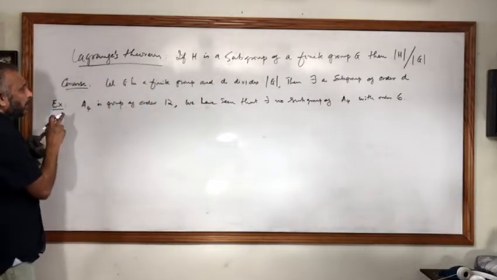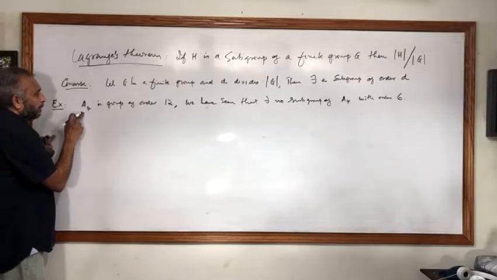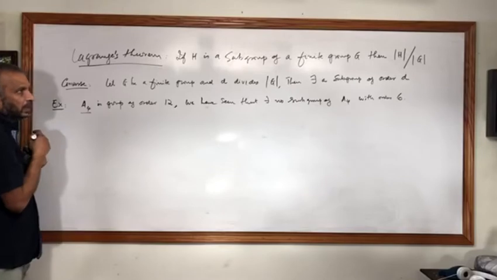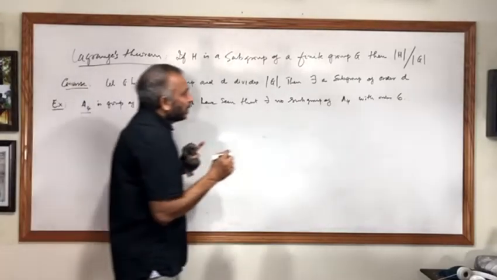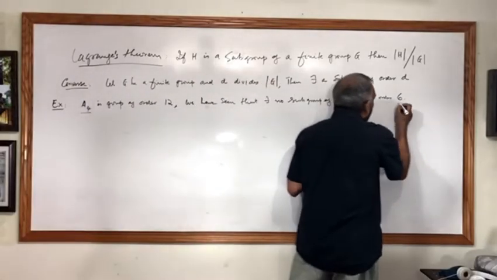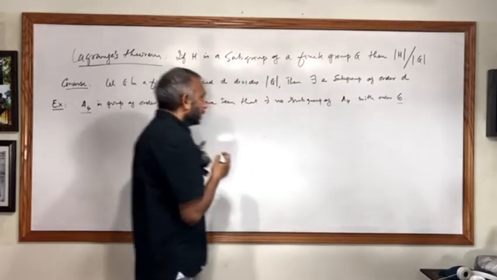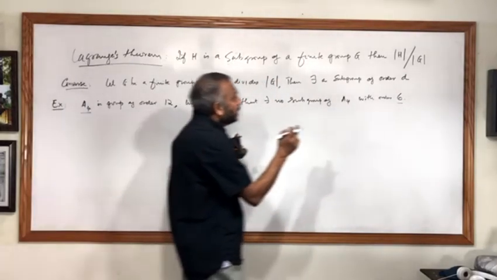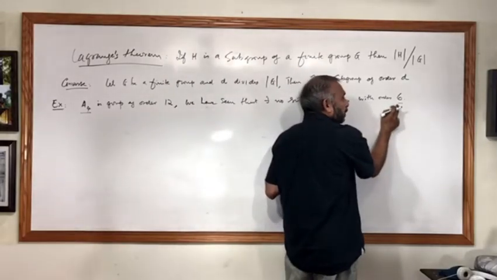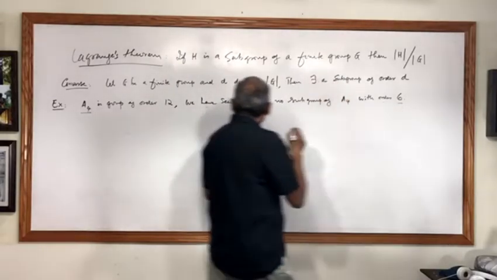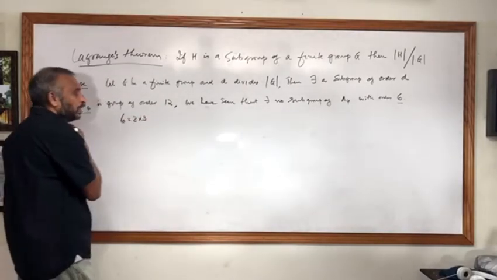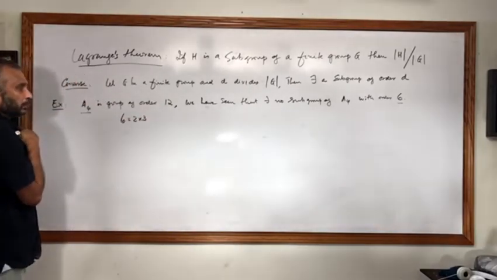The point we need to note is that A4 is a non-abelian group. That is one thing. The second thing is that this divisor 6 has 2 distinct primes as factors. 6 is equal to 2 times 3, 2 distinct primes as factors of this.